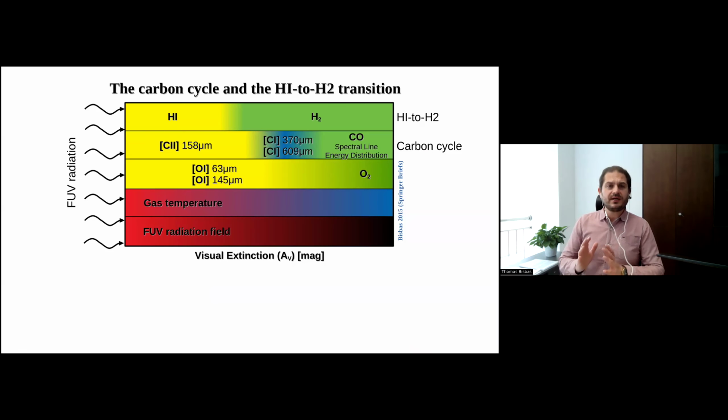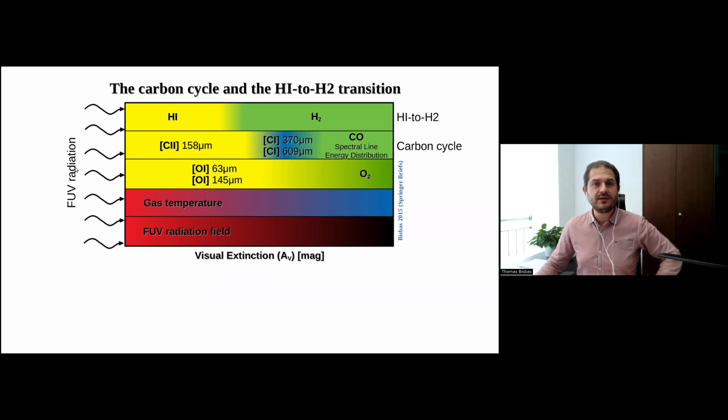Now, if we break down the PDR a little bit further, what we will see in this simple diagram is the FUV radiation that comes from left to right. We see here the transition from H1 to H2, so this is the atomic to molecular transition.